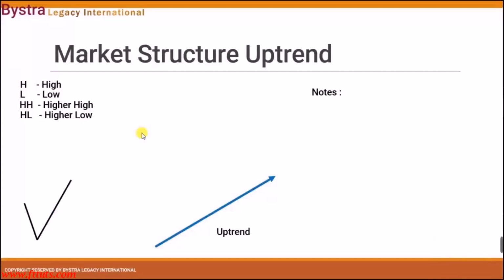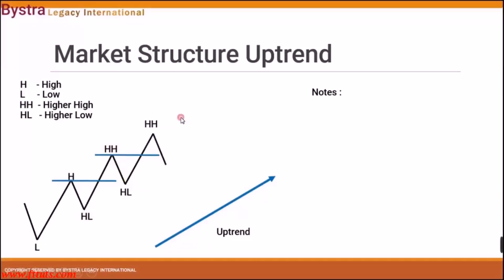Let's look at the market structure uptrend. Now remember this. You need to know the high, low, higher high, and the higher low. So normally price will form in an upwards motion, where it will continue to break the previous high. Once it breaks the previous high, we'll mark this bottom here as the higher low. Price pulls back, and we mark this as the higher high, and price will continue to go upwards.